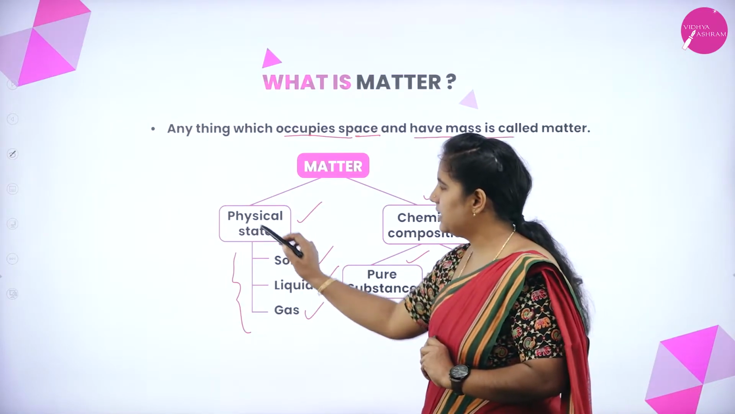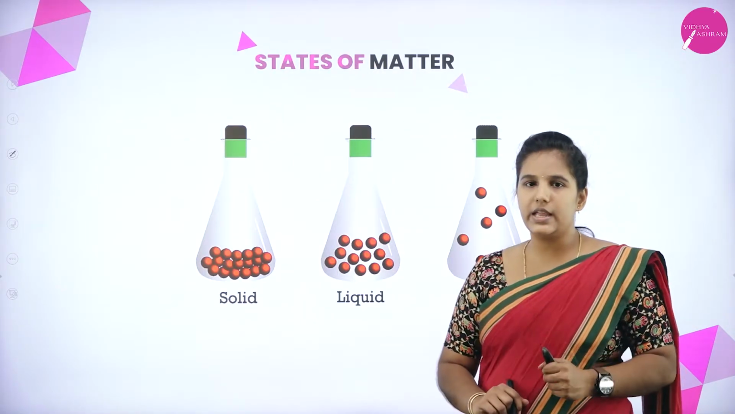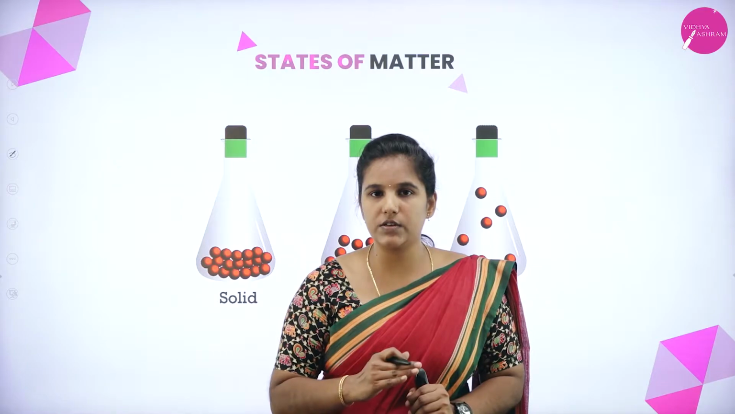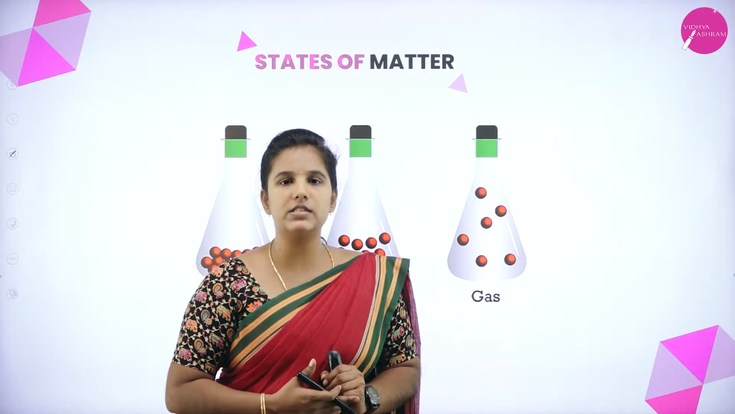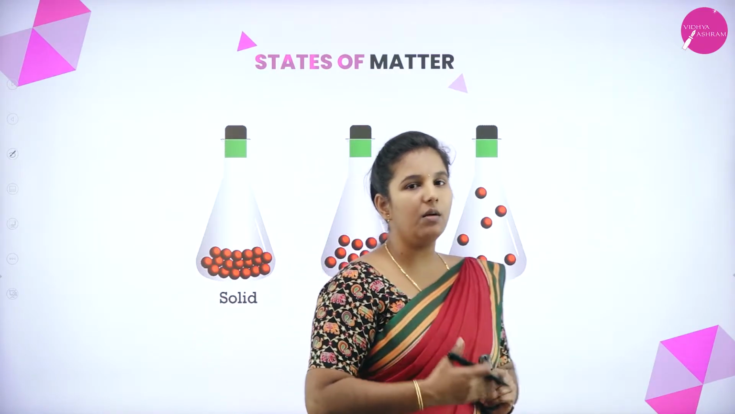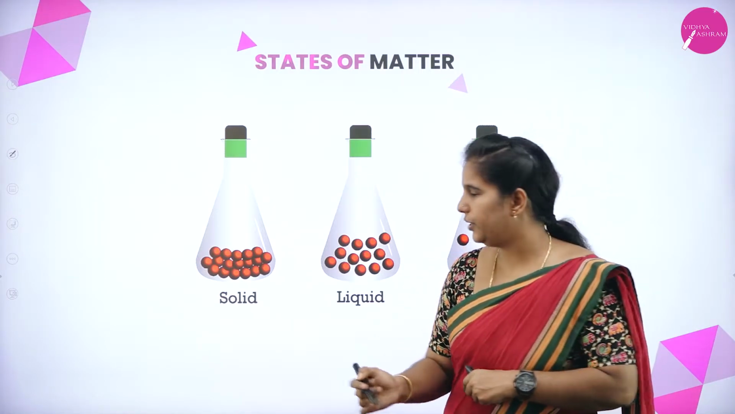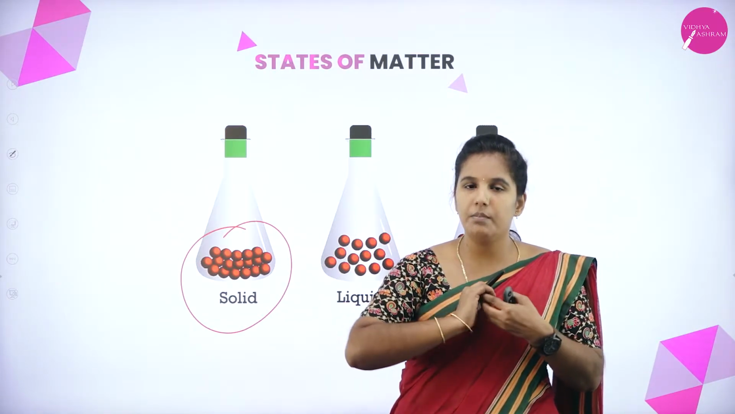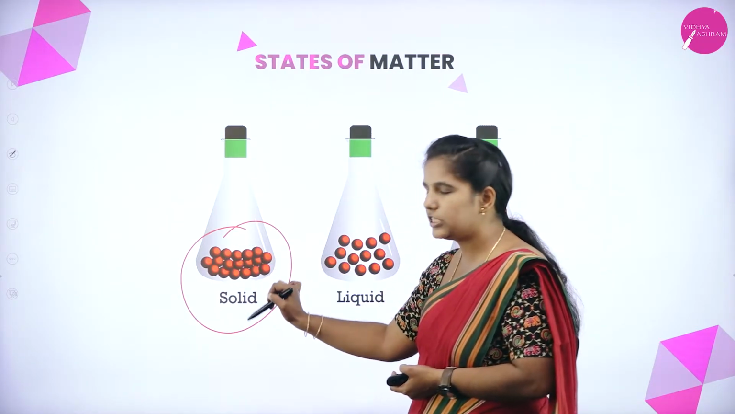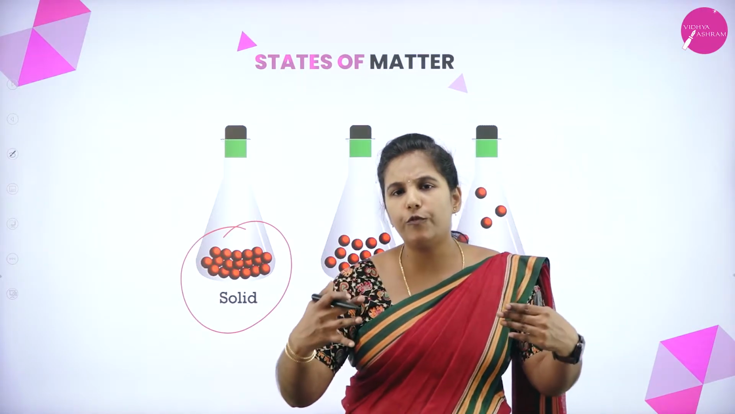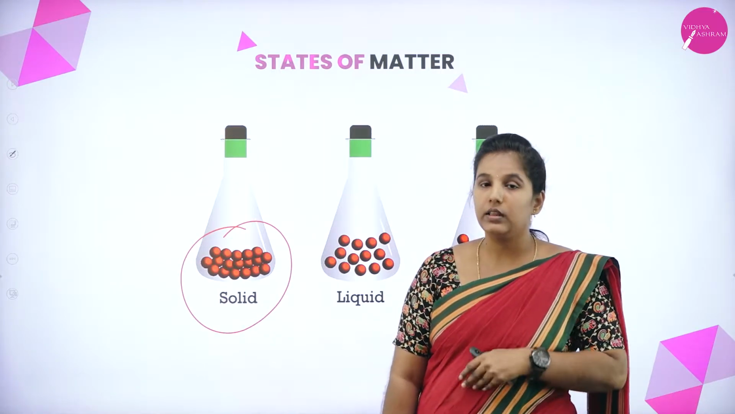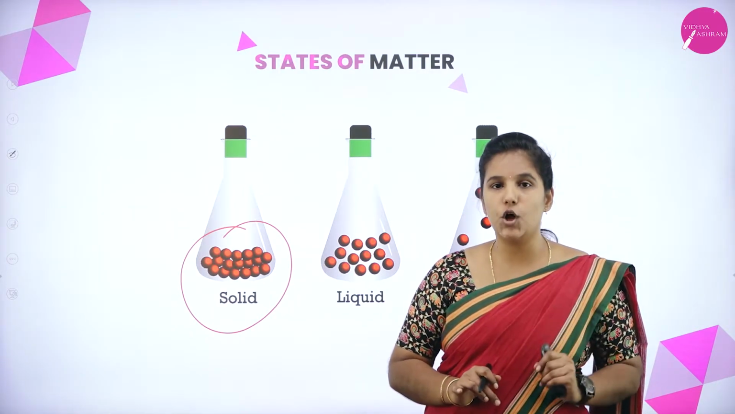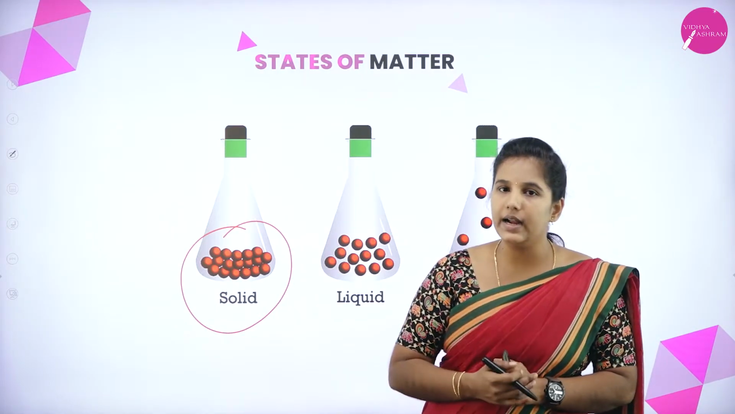Now I'll go for the physical states of matter first. We know that matter can exist in three different physical states. The first one is the solid state, the second one is the liquid state, and the third one is the gaseous state. If I start talking about solids, we all know that in any solid substance, the particles of the matter are tightly arranged. You can see that each particle is tightly arranged. Hence, there is no freedom for the particles present in the solid state. That is why all solids have a definite shape and a definite volume.